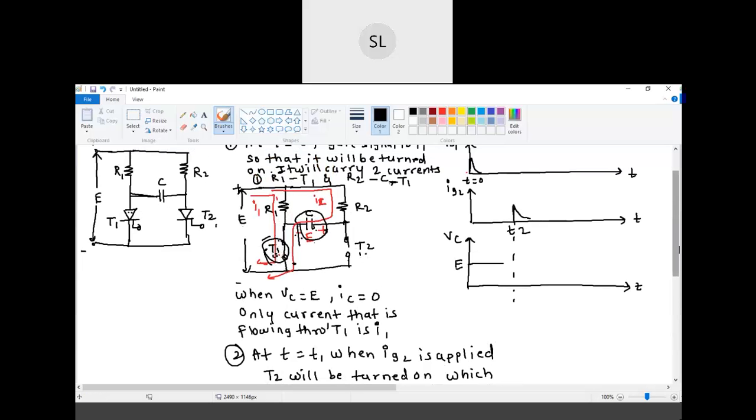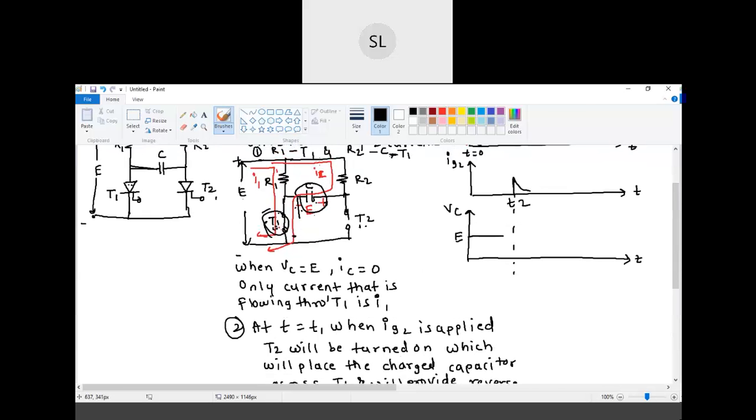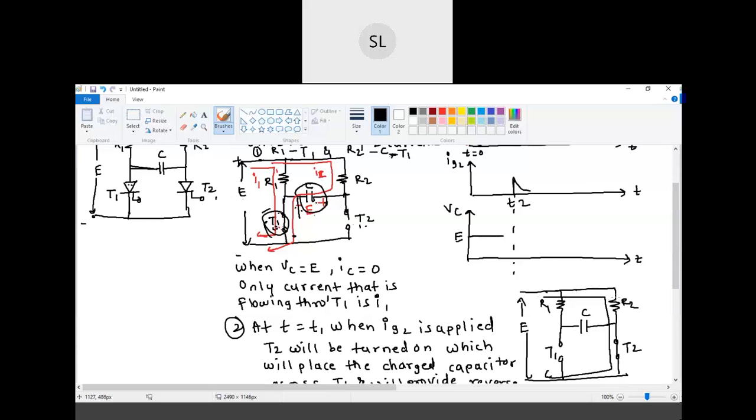So once this T1 is turned off, the load current will get shifted through this T2 now, right? So here the circuit will look like this. Here T1 has been turned off now, so it will act as an open circuit. T2 has been turned on, so it will act as a closed circuit or short circuit. So this is R1, this is R2, this is capacitor C, this is the supply voltage E. So because of this, what will happen? First of all, now this T2 will carry two currents, one that is flowing through E, R2, T2 and other one is through R1, C and T2.